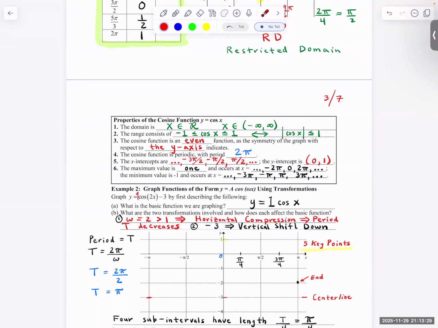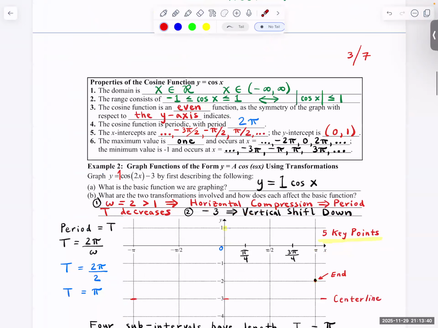Example 2, graphing functions of the form y equals coefficient a cosine of argument omega x, where omega is a positive number that multiplies angle x in radians. For example, graph y equals 1 cosine of 2x minus 3. By first describing in part A, what's the basic function we are graphing? The basic function is y equals coefficient of +1 cosine of +1x. So if we were to emphasize the argument, it's +1x.